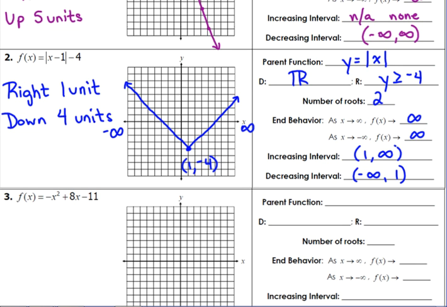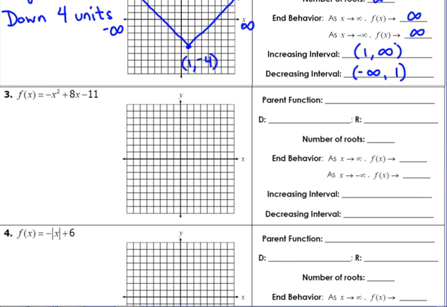Let's look at number 3. Number 3, negative x squared plus 8x minus 11. That is not in a form where we can talk about transformations. But if y'all will recall, we can put this in what we call vertex form by completing the square. So let's review completing the square.